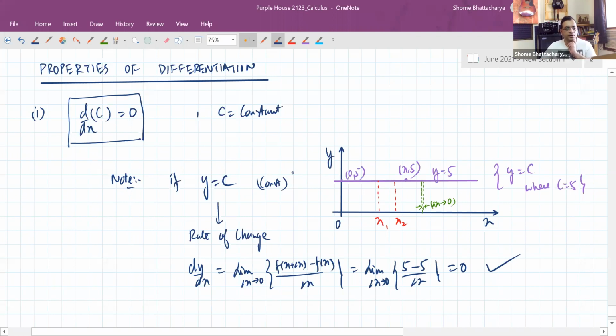If instead of x to the power n I have a constant, then obviously the rate of change is equal to 0. So the logic of that you can understand either from the graph. The graph of a constant function y is equal to constant is a horizontal straight line, so its slope is obviously equal to 0. Or you can understand logically like this, that dy by dx is change in y upon change in x for delta x tending to 0. But if y is a constant, then the numerator is 0 because its value just doesn't change.